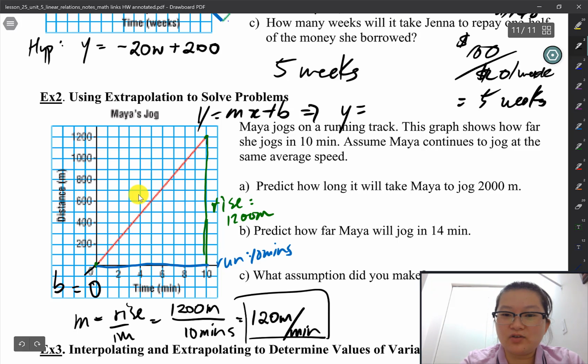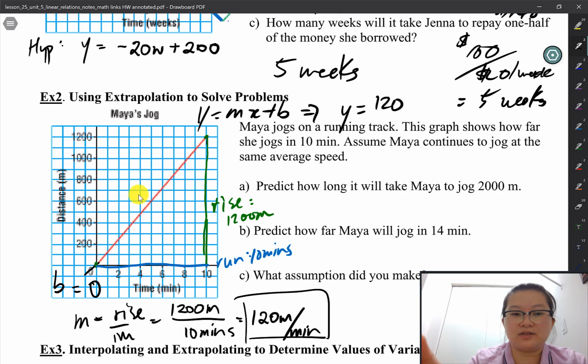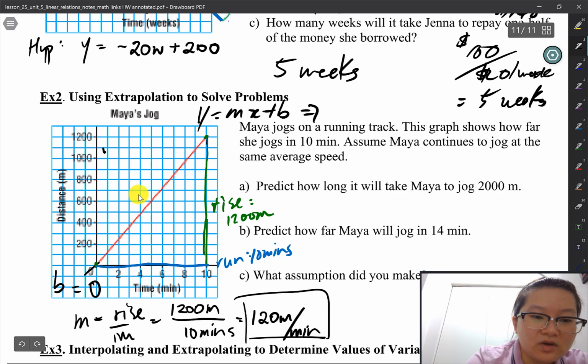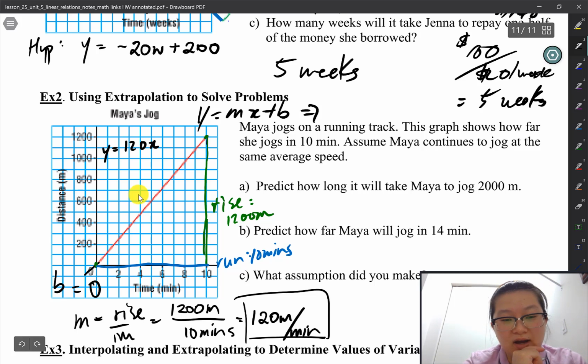So here we have 120 times our x. Oh, I'm running out of space here, so I'm just going to write it directly on the graph here. y equals 120x plus 0 because the y-intercept is 0. So it's just y equals 120x.